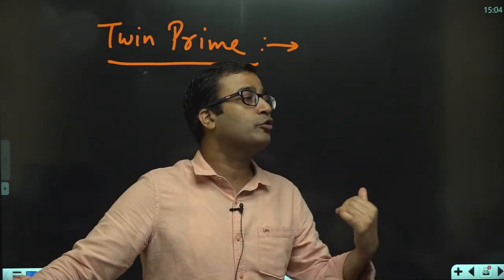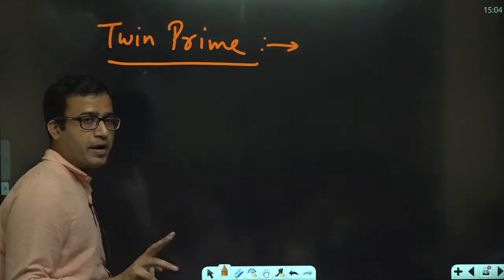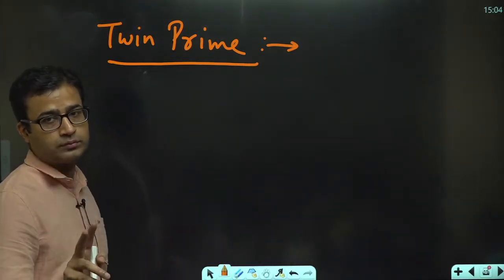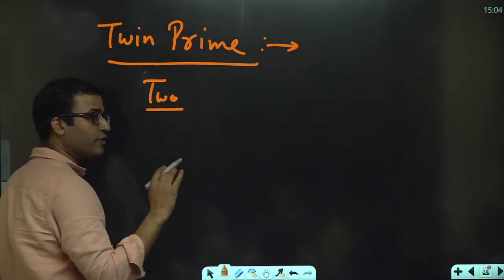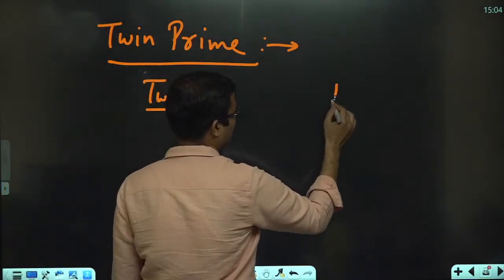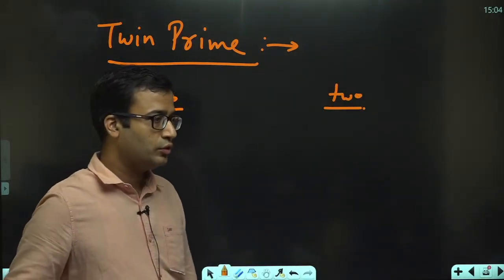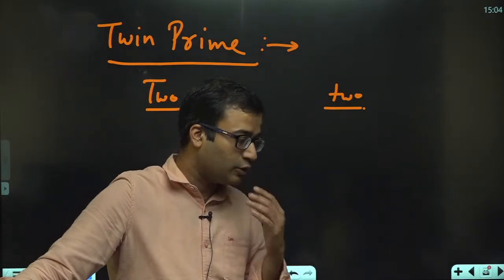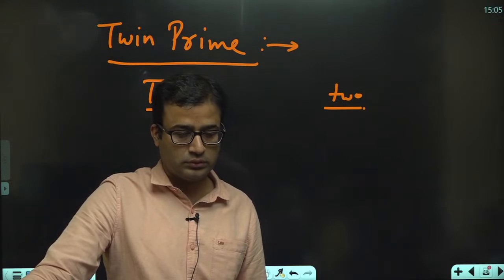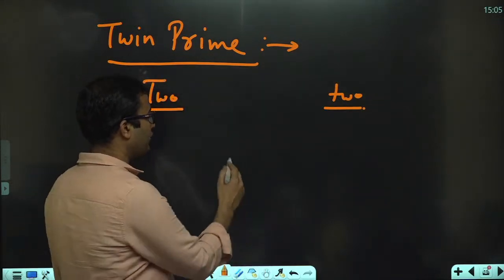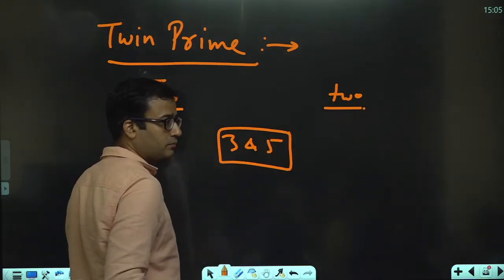Now I am asking you twin prime. Twin prime, I will say, 2 consecutive prime numbers with a difference of 2. You write: 2 consecutive prime numbers with a difference of exactly 2. Exactly 2. उनके बीच में 2 का डिफरेंस होना चाहिए. Twin primes are 2 consecutive prime numbers with a difference of exactly 2. I give you an example, 3 and 5. So 3 and 5 are called twin primes.